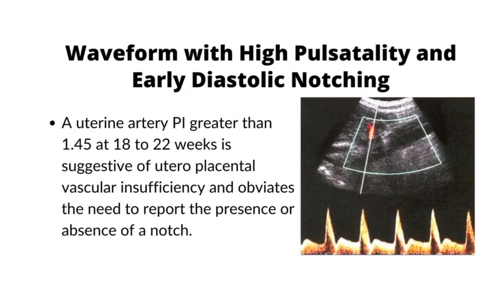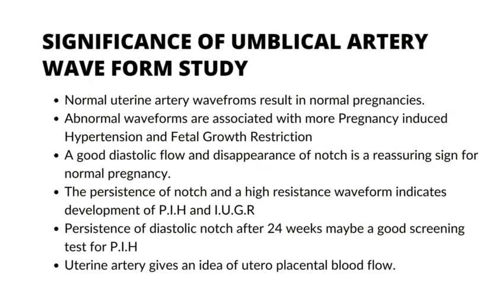Waveform with high pulsatility and early diastolic notching. A uterine artery pulsatility index greater than 1.45 at 18 to 22 weeks is suggestive of uteroplacental vascular insufficiency and obviates the need to report the presence or absence of a notch. Let's discuss the significance of uterine artery waveform studies. Normal uterine artery waveforms result in normal pregnancies, and abnormal waveforms are associated with pregnancy-induced hypertension and fetal growth restriction.